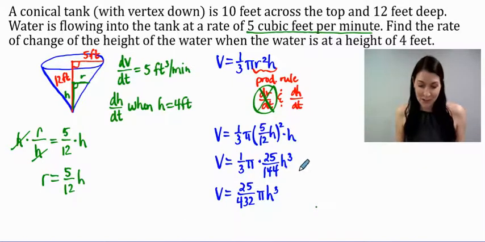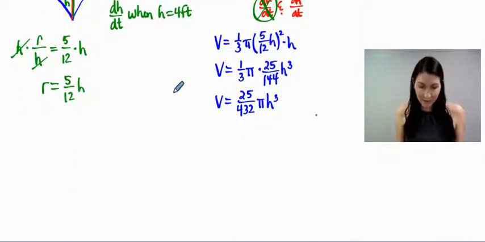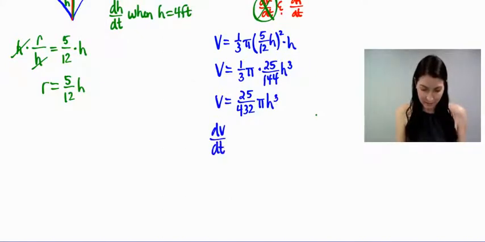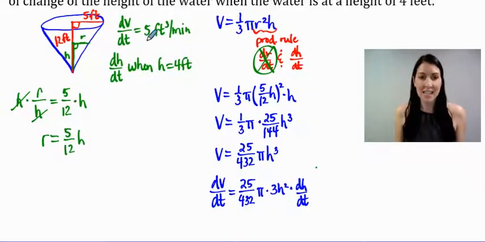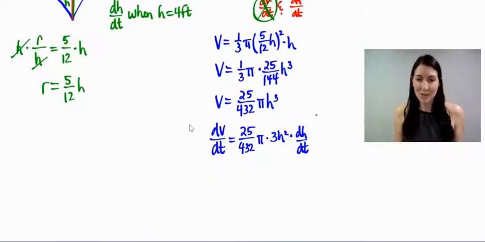So now it's time to differentiate this. The derivative of the left side is dV/dt. On the right side, we have the constant 25 over 432 pi out in front. The derivative of h cubed would be 3h squared times dh/dt. Let's plug in what we know. We know dV/dt is 5, and we know that h is 4 feet.